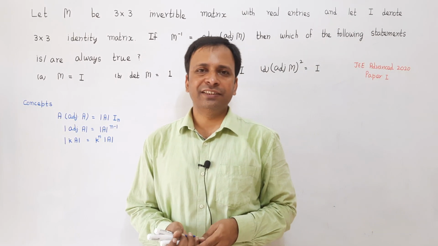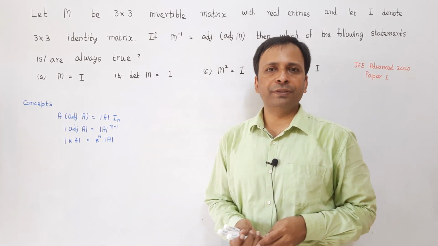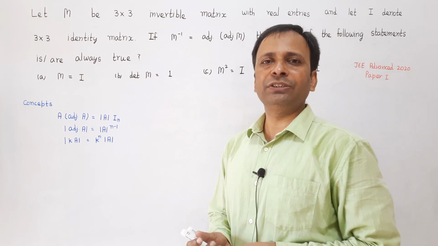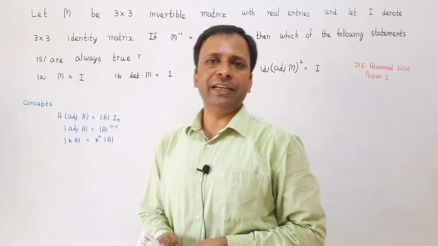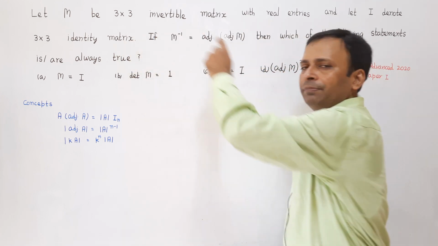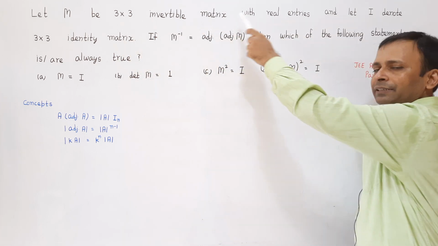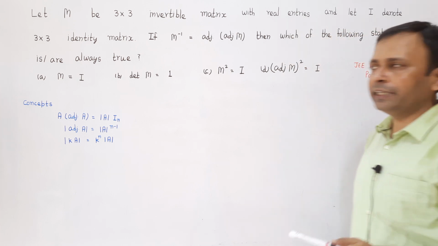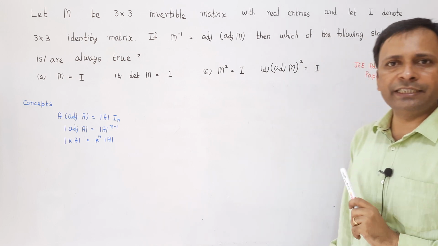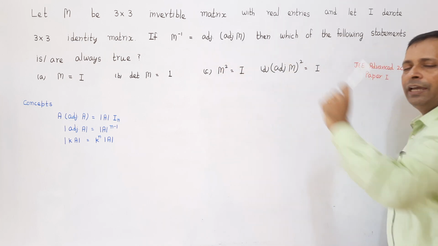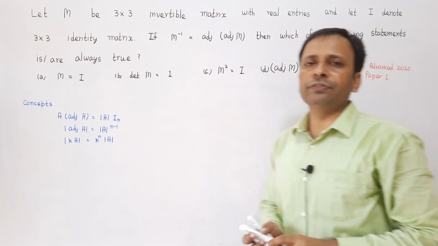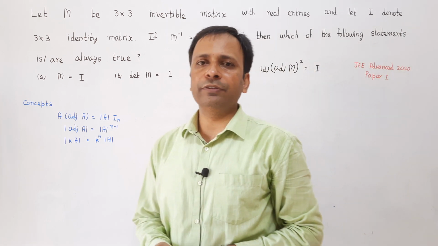Let's take this problem from the topic matrices and determinants, which is taken from JEE Advanced 2020 paper 1. The problem is, let M be a 3 by 3 invertible matrix with real entries and let I denote a 3 by 3 identity matrix. If M inverse is equal to adjoint of M, then which of these options are always true?